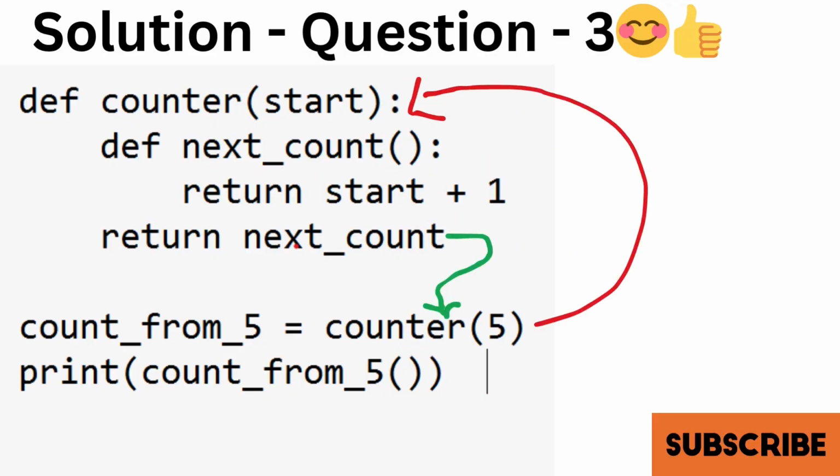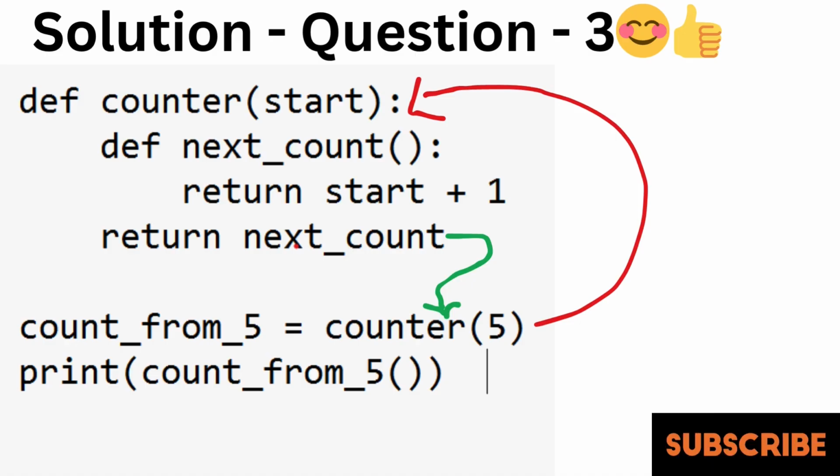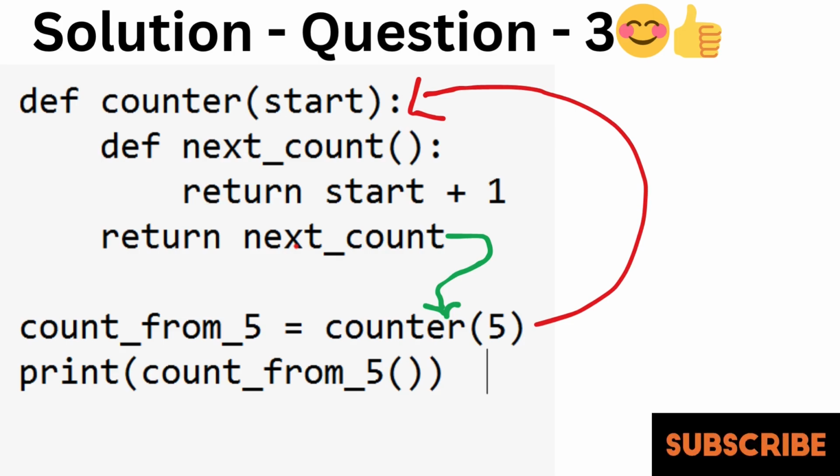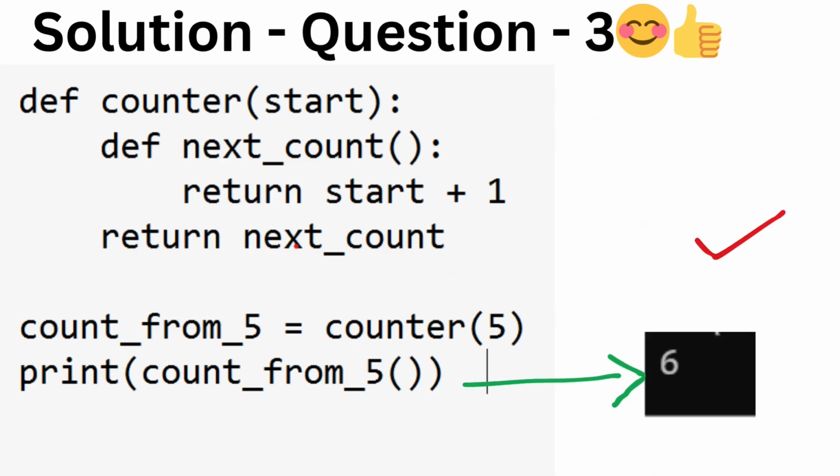And in this line, we are calling that outer function using the argument 5. So now the start value is equal to 5. After getting through all that process, now count_from_5 is equal to next_count with a reference to that start variable that is set to 5. So what will be our output? Start plus 1, 5 plus 1, it is 6. So that's it. I hope you got all the questions correct.